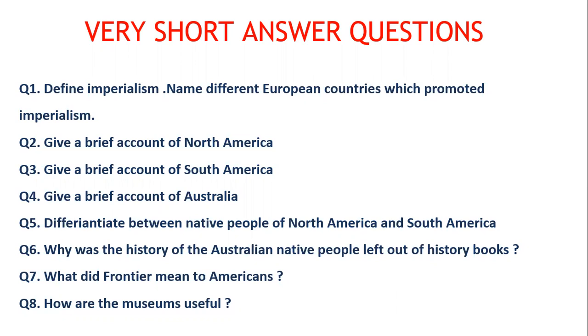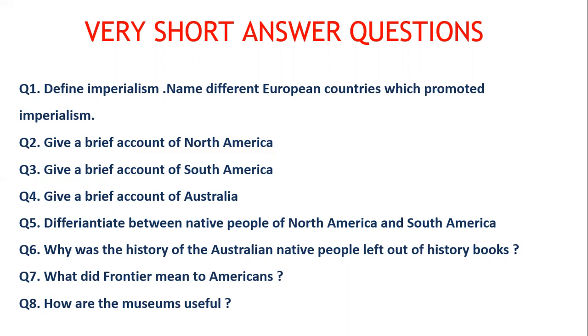Now we will quickly go through some question and answers of this chapter. Question 1, define imperialism and name different European countries which promoted imperialism. Imperialism means subjugation. Subjugation of one country by another or countries by fair or foul means.